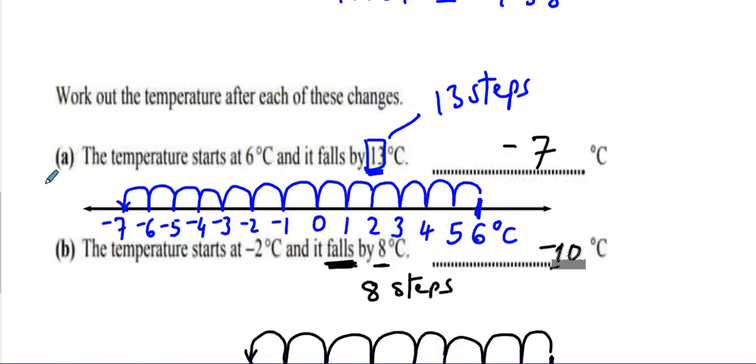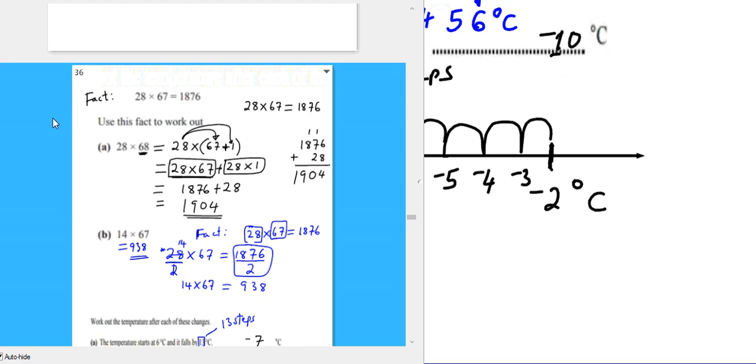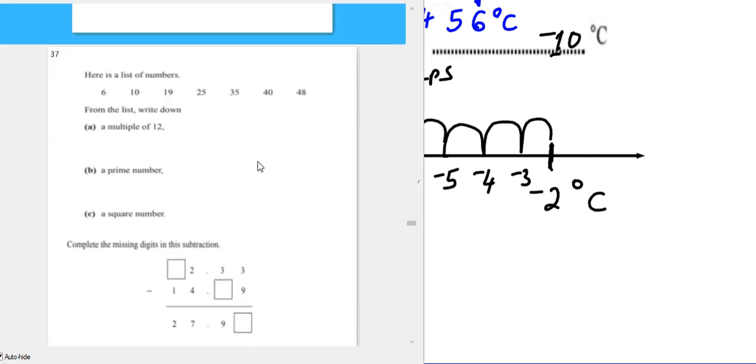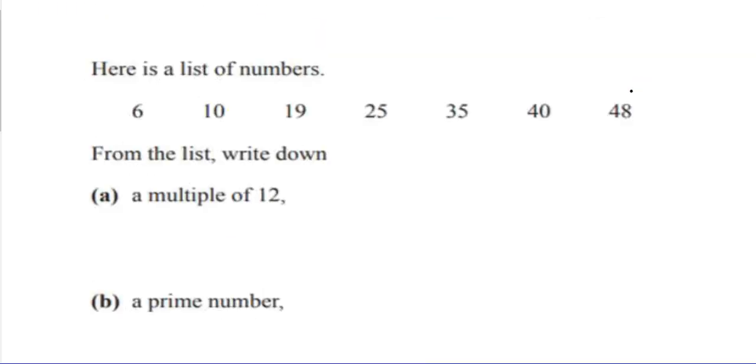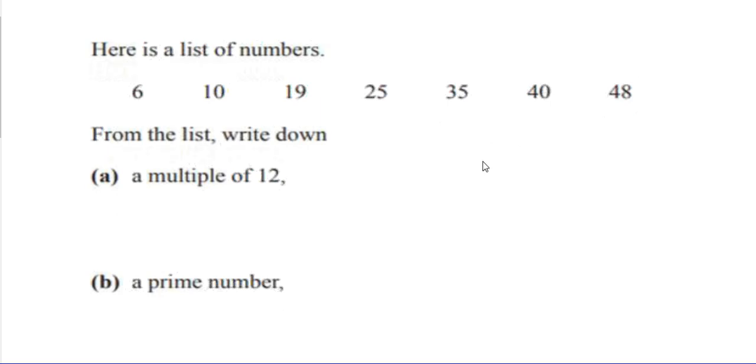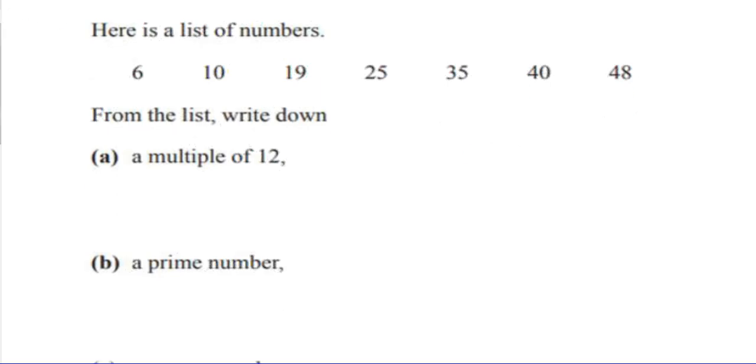I hope that helps. So those are the new temperatures after those changes. Okay, so let's go to the next question. The next question is over here. Here is a list of numbers. Okay, let's take a good look at this list of numbers. We have 6, we have 10, we have 19, we have 25, we have 35, we have 40, we have 45. Okay, what is the question? From the list, write down a multiple of 12.